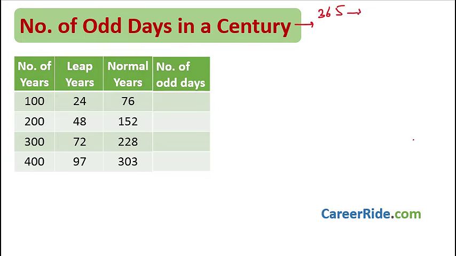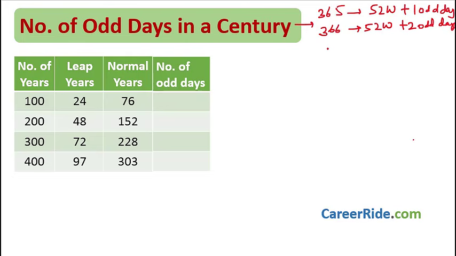is a normal year, it will have complete 52 weeks plus 1 extra day, which we'll call 1 odd day, right? And if it is a leap year with 366 days, in that case it would become 52 weeks plus 2 odd days, right? 2 extra days we will have in this case. This we have already seen.